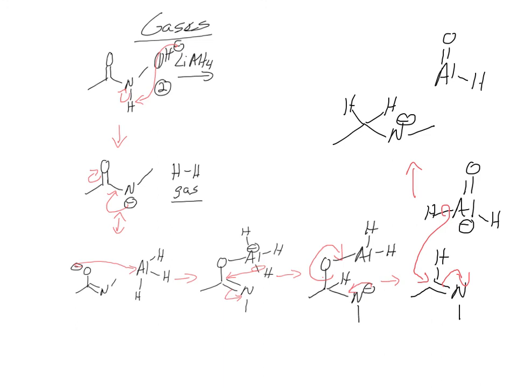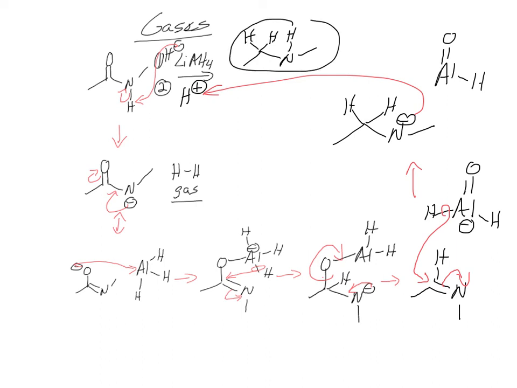Do I have any leaving groups? You're done. So then you go to step 2, which of course was H plus. Takes that H plus, and the final product is an amine. So you take an amide and turn it into an amine in this case.